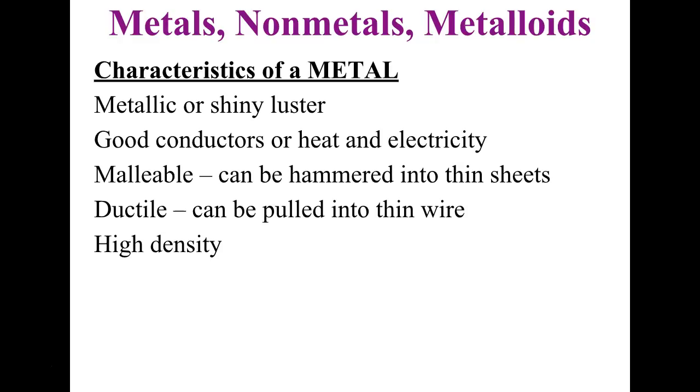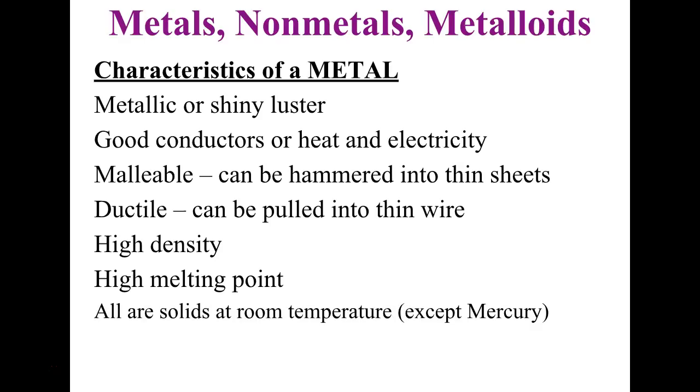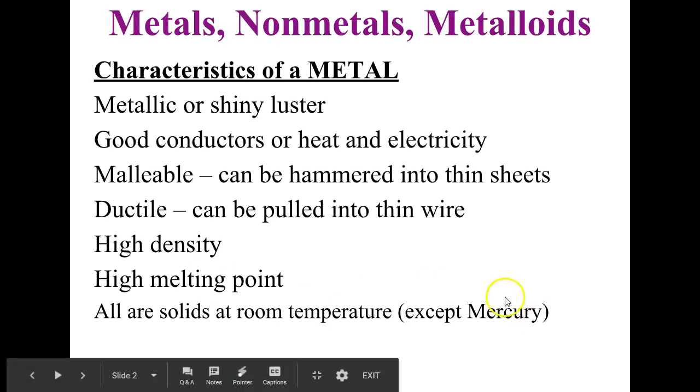Metals have a high density, which means they're densely packed with atoms. Usually that means they're heavy. And they have a high melting point. So you have to get a really hot source of heat or flame to melt a metal. Some metals melt at room temperature, but most metals have a high melting point. And metals are usually solid at room temperature, except for mercury. This mercury is a liquid metal used in thermometers because it is liquid at room temperature.